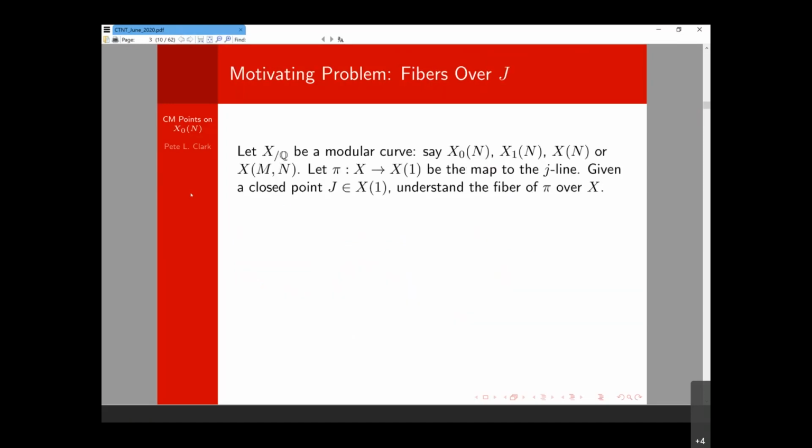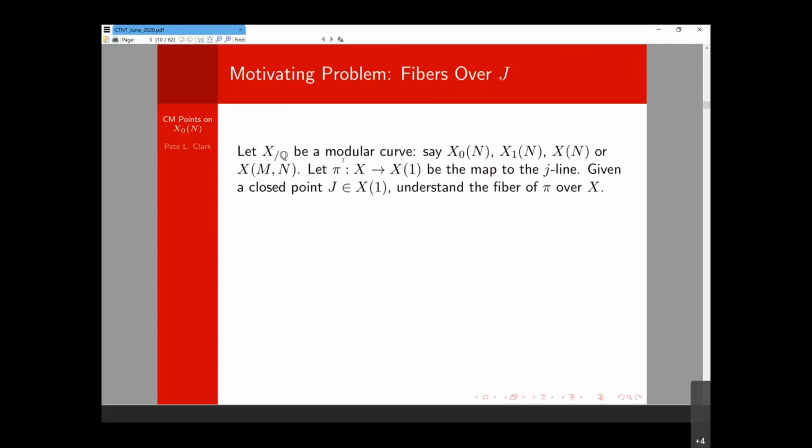Now I want to motivate it in a different way in terms of modular curves. So suppose I have a modular curve over the rational numbers. Again, later it'll become clear exactly what I mean by that, but you have these familiar families of curves, X_0(N), X_1(N), X(N), X_m(N). Okay, so each modular curve is parameterizing an elliptic curve together with some kind of additional level N structure, complete or partial.